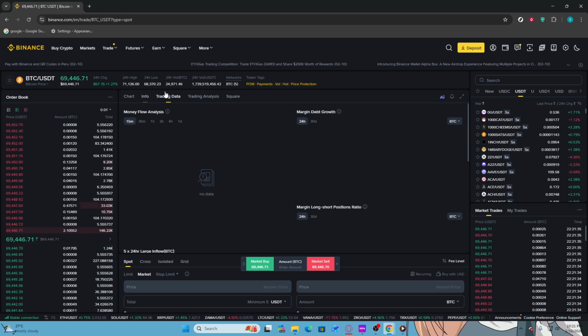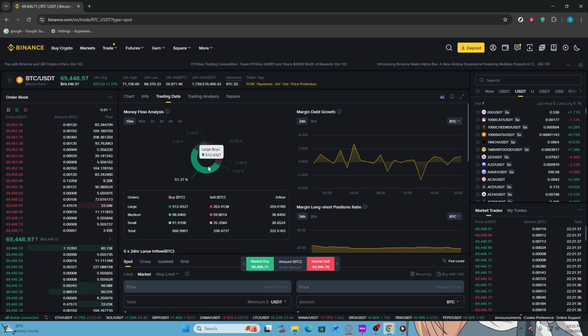Next, click on the trading data option to further analyze the trading statistics for your selected asset. This data can include metrics like price changes over different time frames and can help you gauge market sentiment.